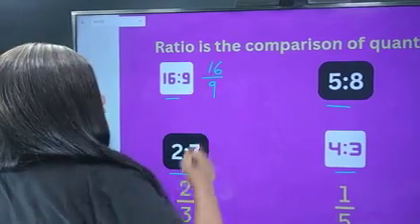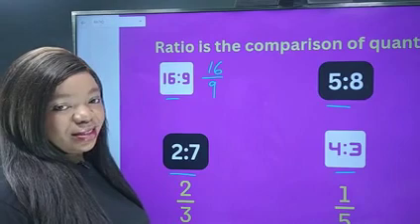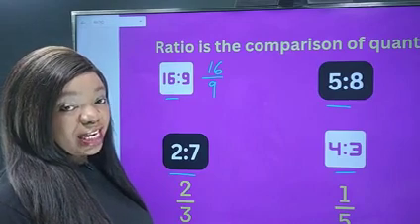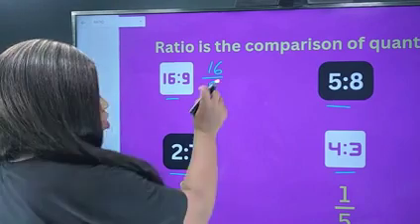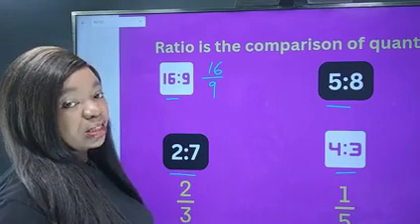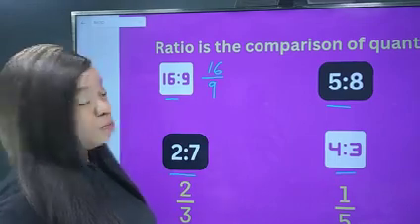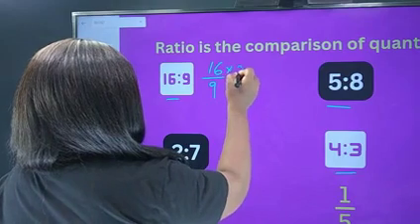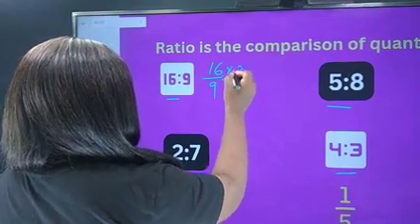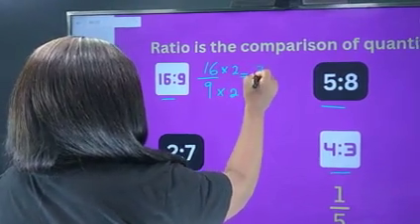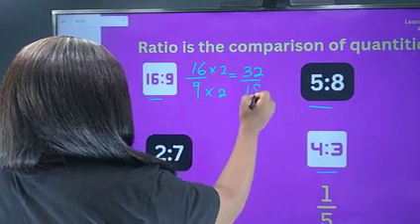So what will divide 16 and 9? We do not have a factor for 16 and 9. It means this ratio is actually in its lowest term. So what we need to do is just to multiply by 2. So if I multiply this by 2, the numerator and the denominator by 2, I will have 32 over 18.